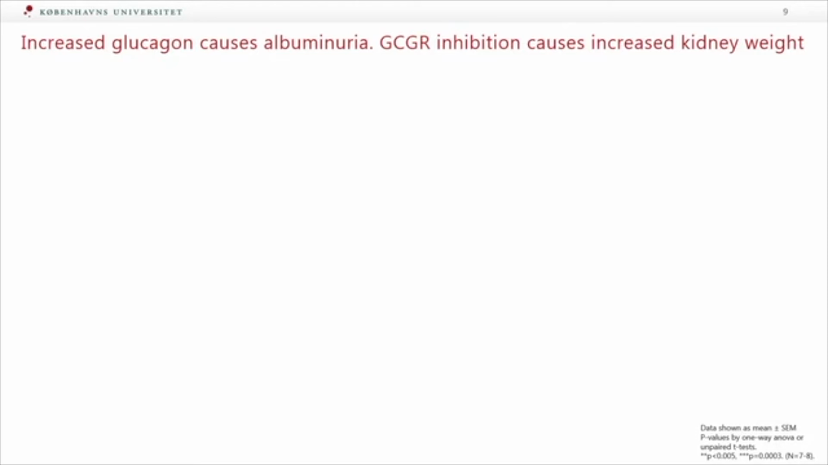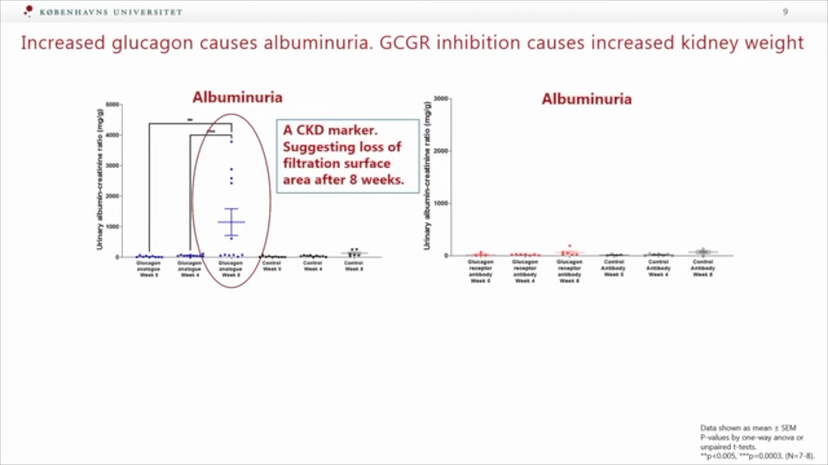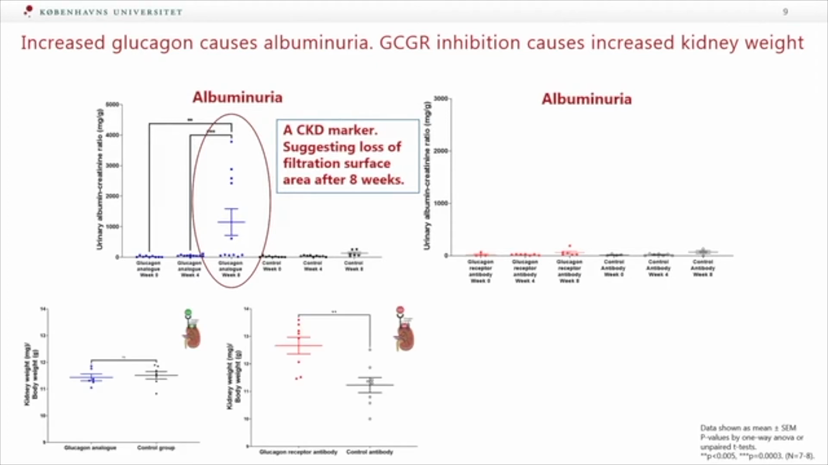So in order to assess the effect of glucagon on glomerular function, we measured the kidney weight and albuminuria. And we found after 8 weeks that the mice treated with the glucagon analog had a significant increase in albuminuria, suggesting a loss of filtration surface area in these mice. We did not see any change in kidney weight in the analog-treated mice. We did, however, see an increase in the kidney weight in the glucagon receptor antibody-treated mice.